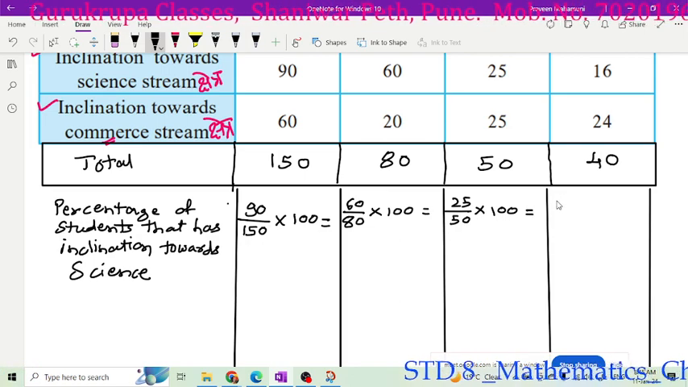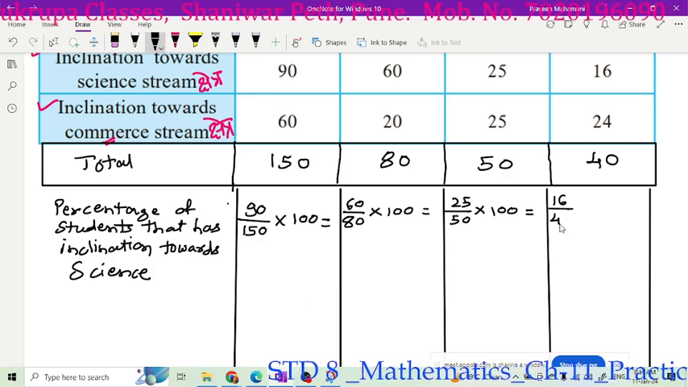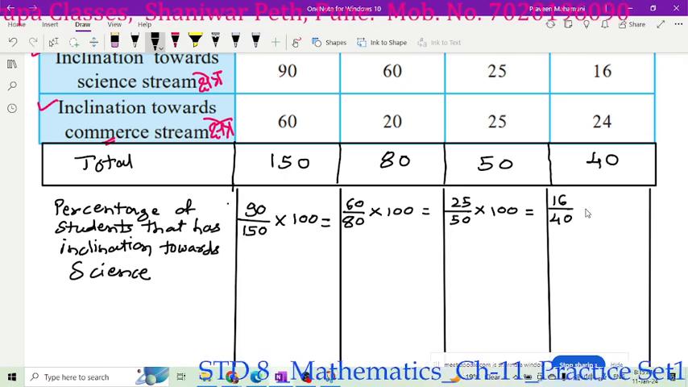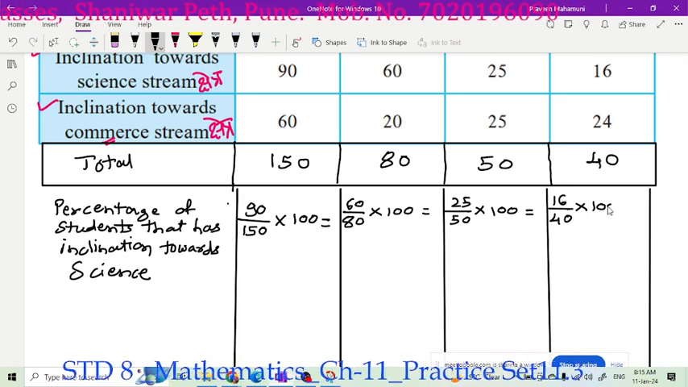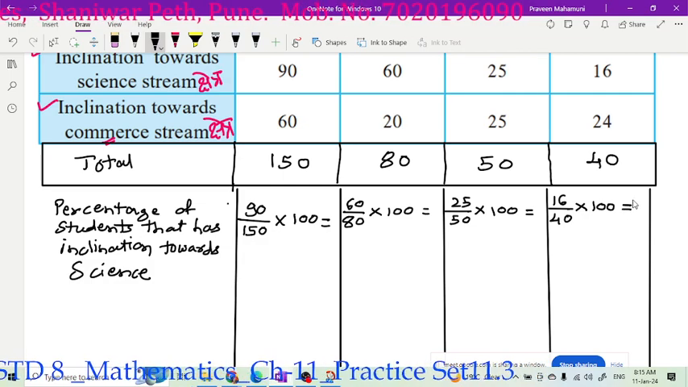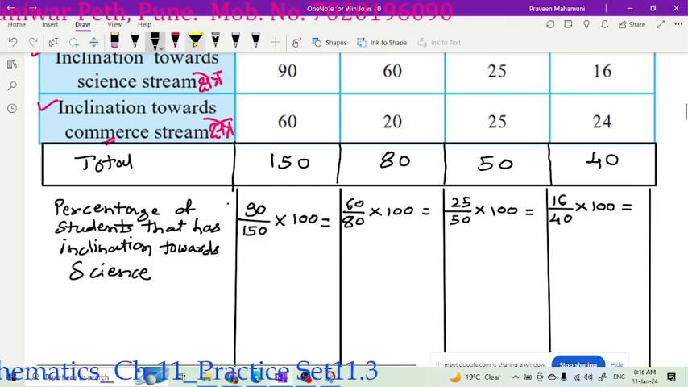So here we take the ratio of that student. We wrote only the ratio of the students going to science. For school 16 upon 40, and that multiplied by 100, we get the percentage. Multiplying by 100 gives us the percentage, which we know.